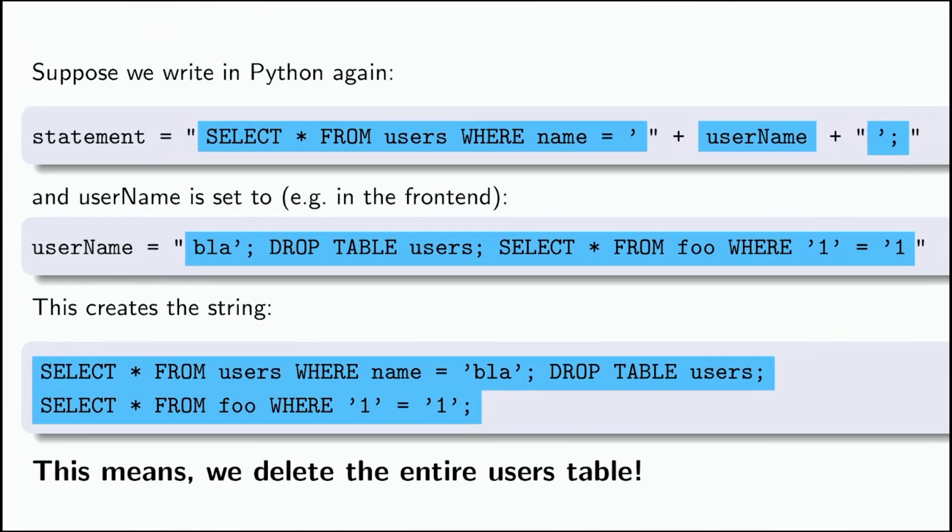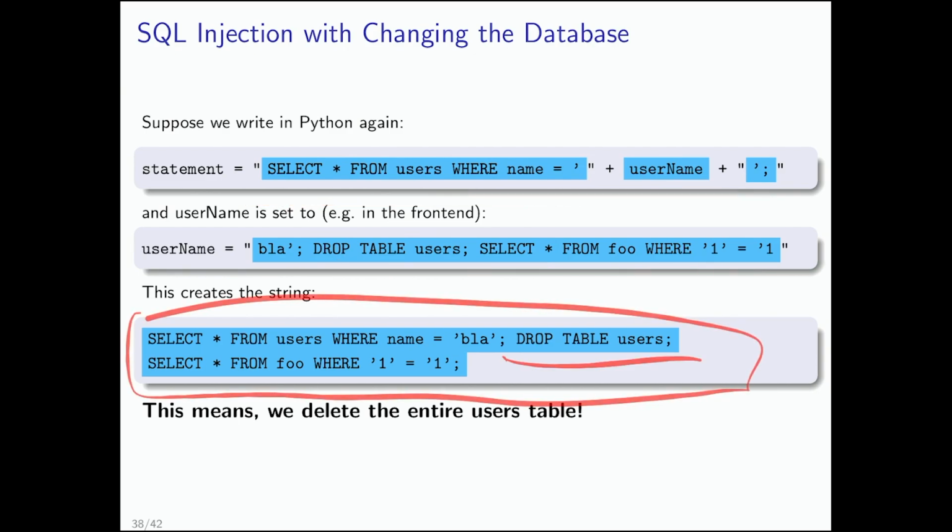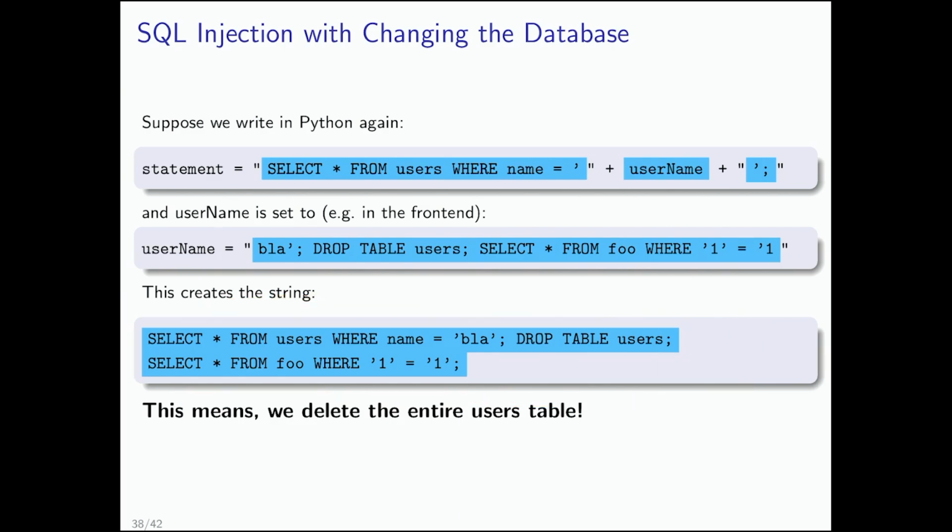There are many famous examples for that. You can also completely delete the database. Here's an example of how to do that. The same statement again, and now you say the username is something like that: blah, single quote, drop table user, select stuff from foo where, tra la la la. This will create the following string. Drop table deletes the table from the database, which means we delete the entire users table. If you don't have a backup, which you should, you're screwed.